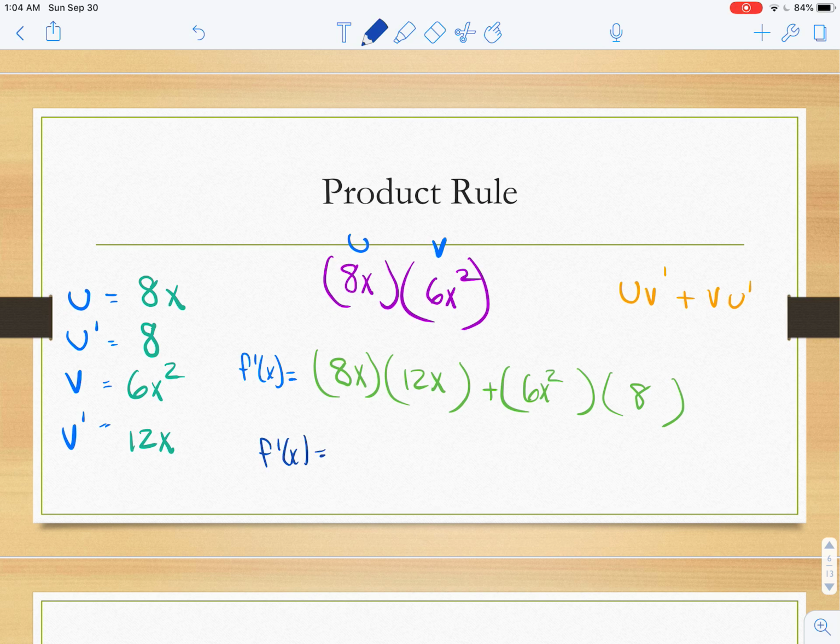All right. The next rule is the quotient rule. So this rule is pretty much similar to the product rule, except our u v prime plus v u prime is going to be arranged differently. So in this case, on the product rule, we had our u and we had our v. So in the same process, we're going to have our f of x equals something over something, where this numerator is going to be our u and this denominator is going to be our v.